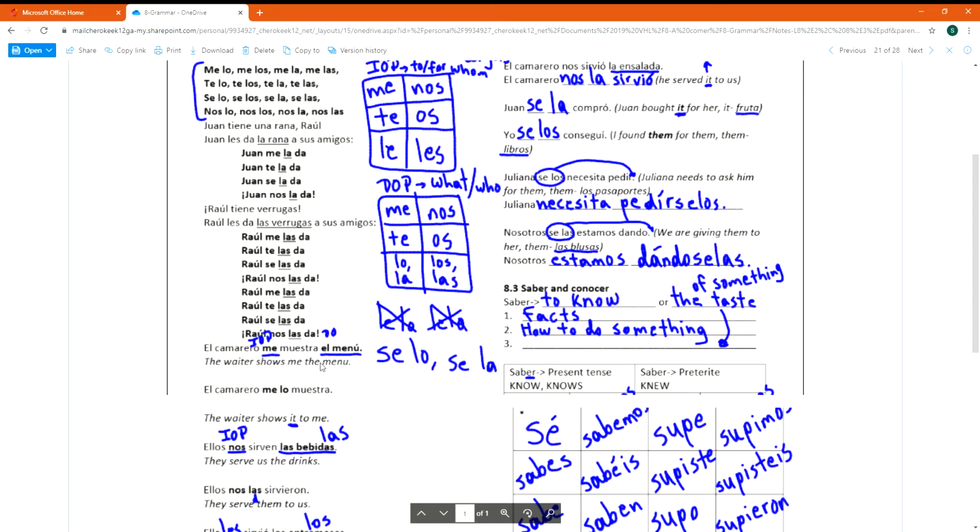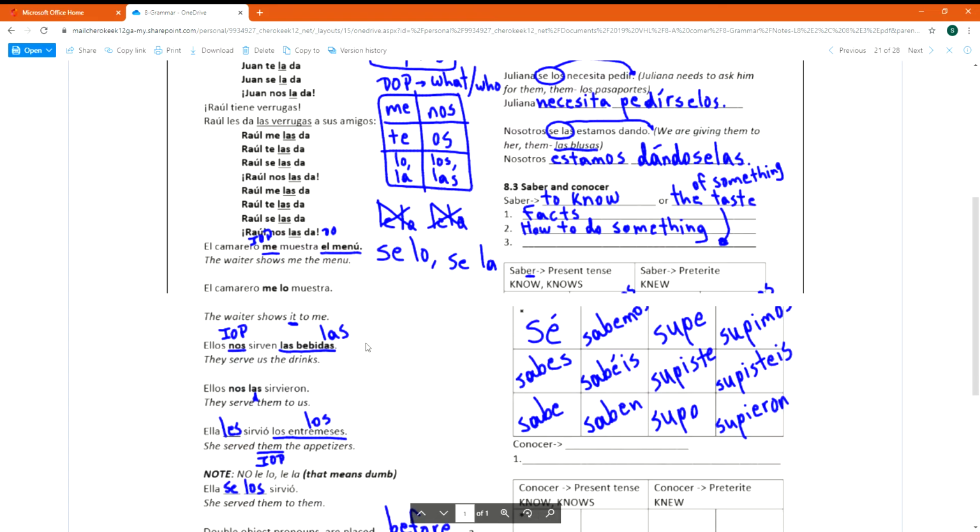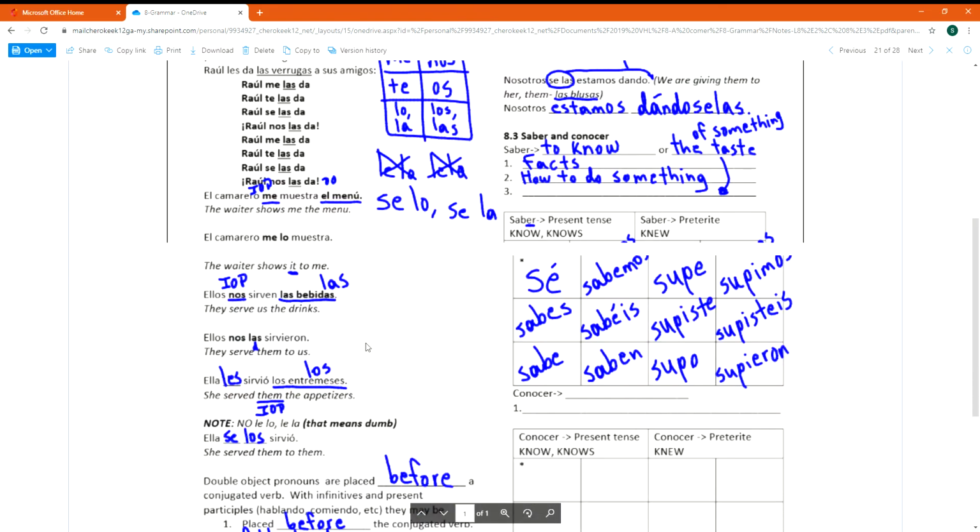Right, so let's go ahead and go through some examples and we'll see what we got. Okay, so el camarero me muestra el menú. Right, so that's the waiter shows me the menu. So me is the indirect object pronoun because he shows it to me, and then el menú is the direct object.